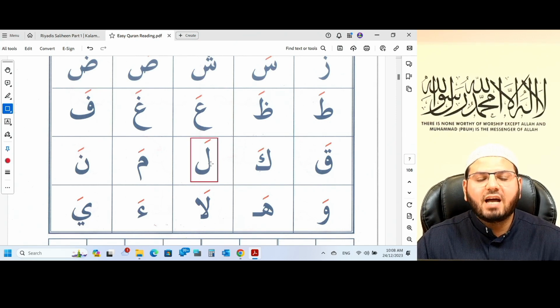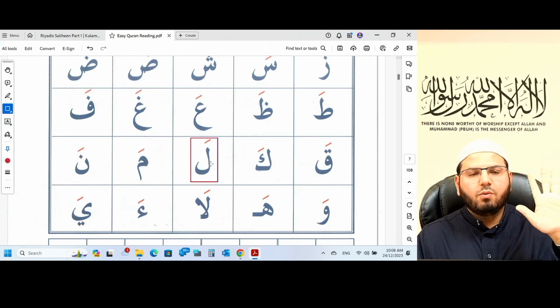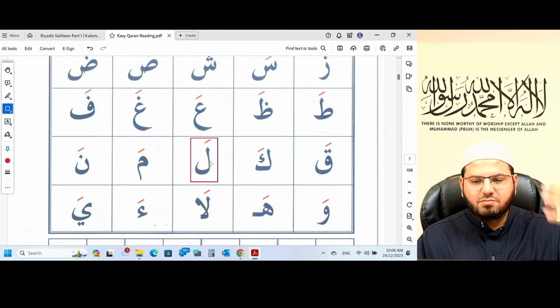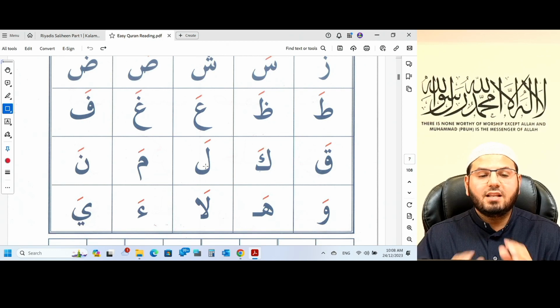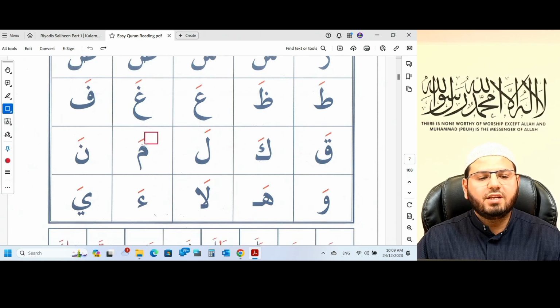Now we are in fatha. We will say la. Keep repeating after me. Memorize this letter. What is this letter called? La, la, la. Repeat many, many times. Bismillah. La, la, la. If you memorize this letter, now we have ka and la. Ka, la. Ka, la. Let us move to the next letter now.